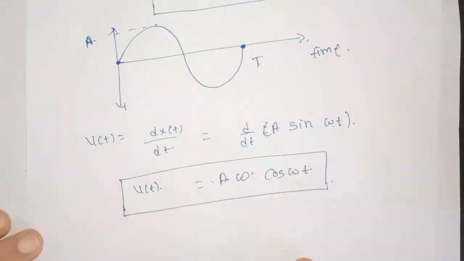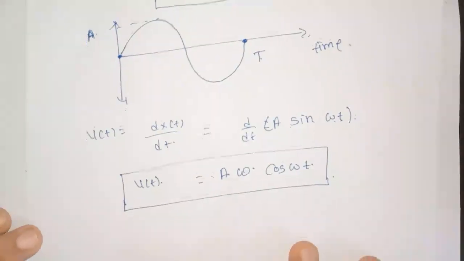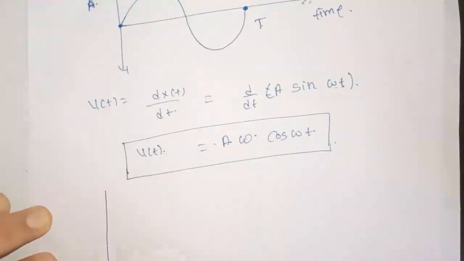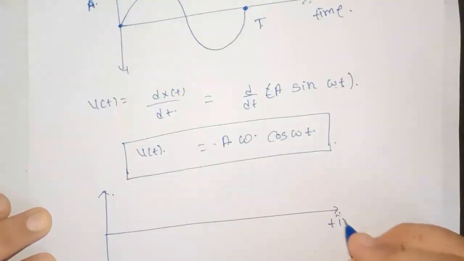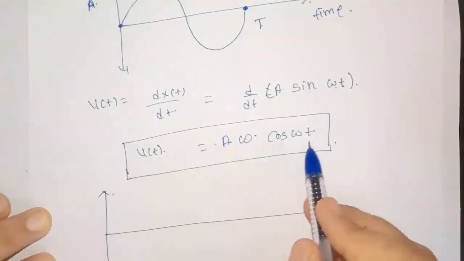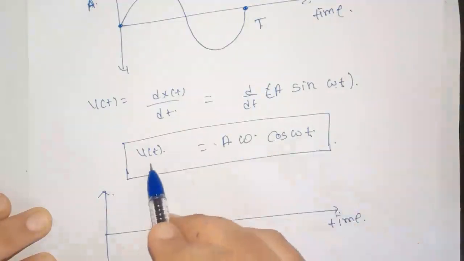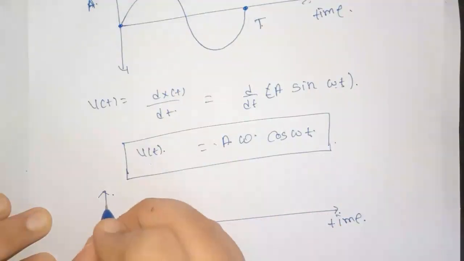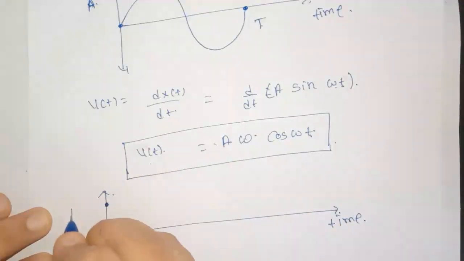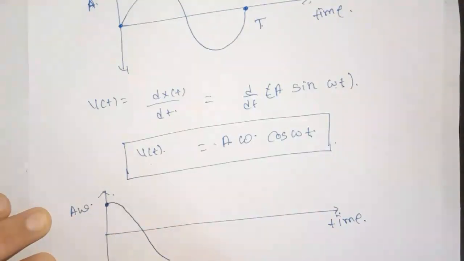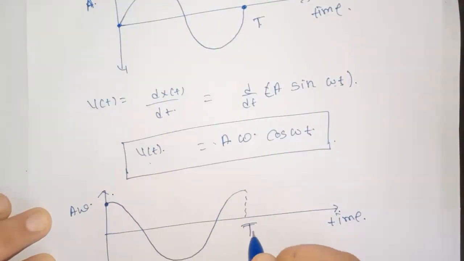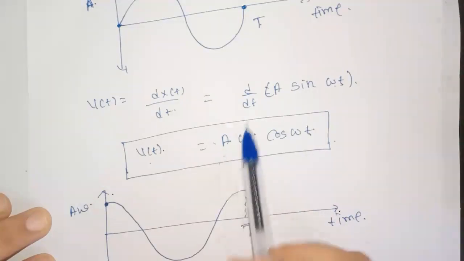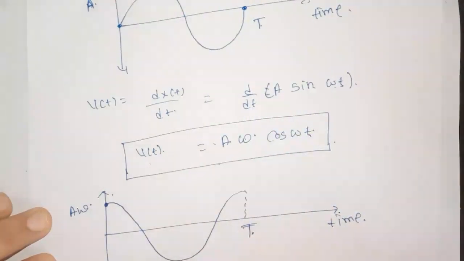If we draw the graph for this velocity equation, as the function is a cosine function, at t equals 0 the velocity will have maximum value, that is equal to A omega. So at t equals 0, the graph will start from point A omega. So it will be a cosine function, and this will be time period capital T. The time period of velocity function and position function will be same.